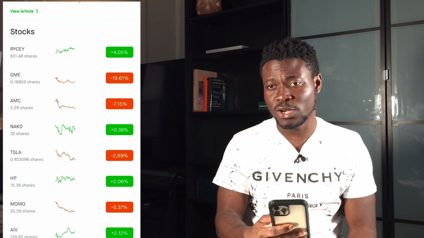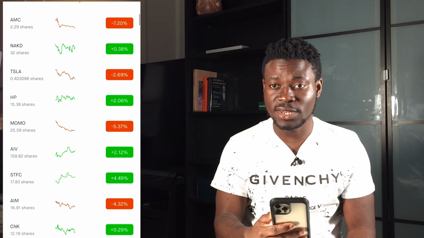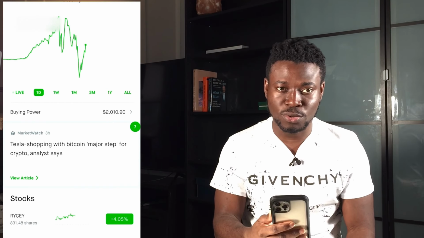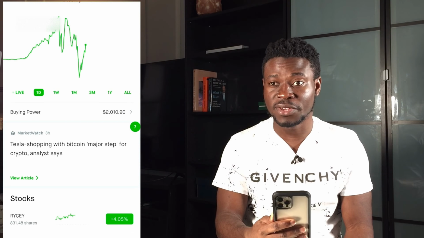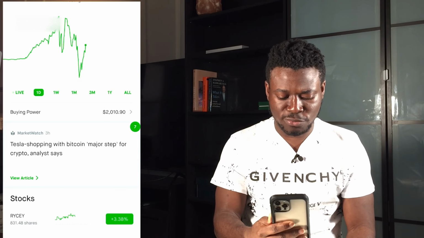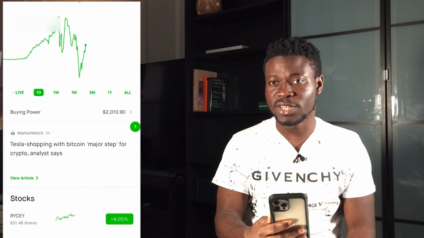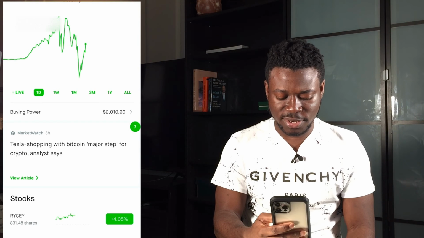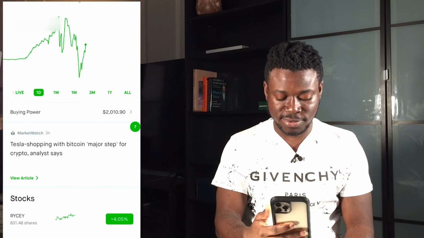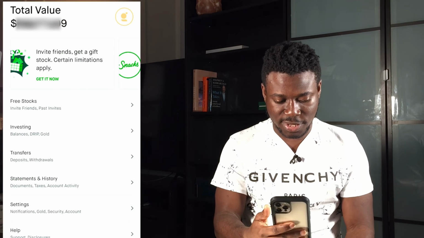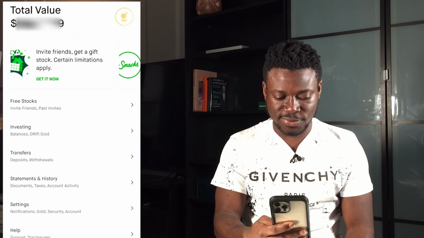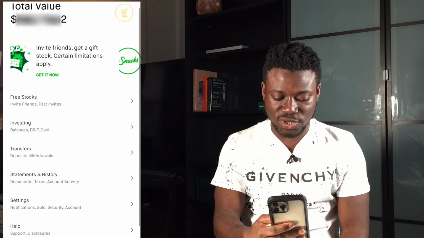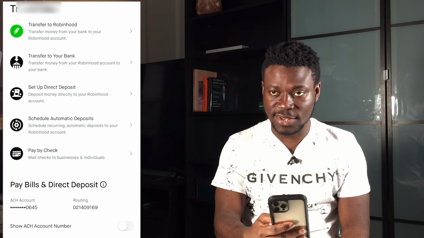Before you can buy or sell stocks on Robinhood, definitely you need money. And like I said before, your buying power is how much you have available to buy stocks. So to be able to add more money, I'm just going to briefly go through that because it is important. You click the bottom right icon, the account icon, and then it takes you to this page where it says transfers. That is where you want to click. Transfers, deposits, and withdrawals. That is definitely where you want to click.